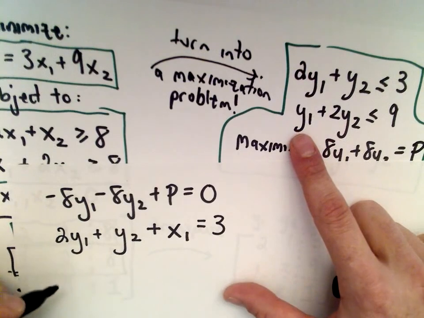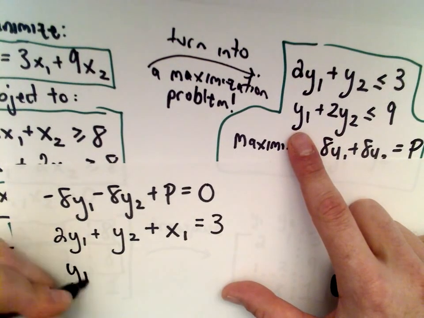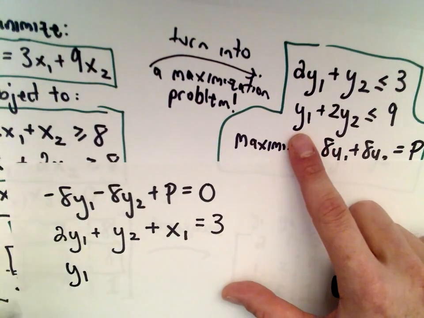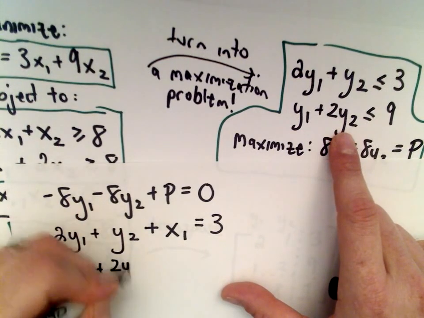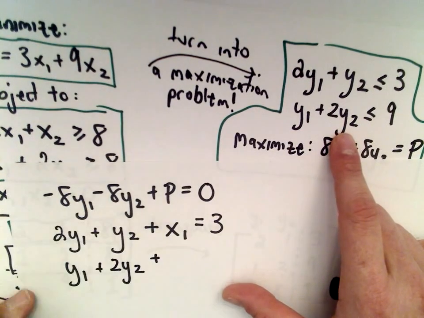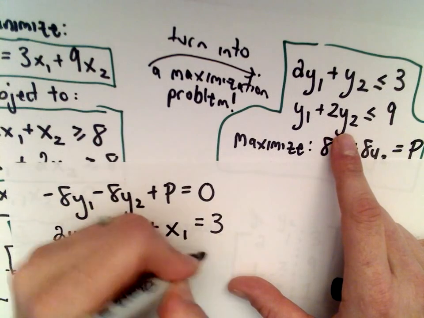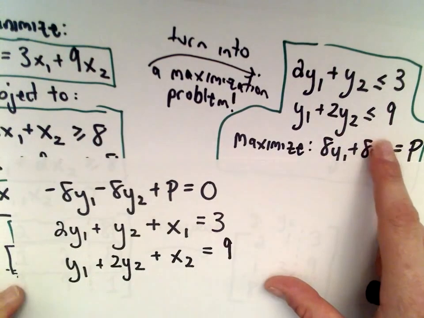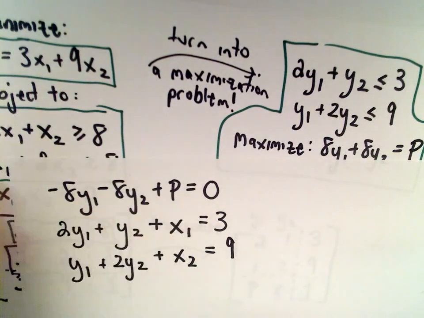I do the same thing with my next equation. I would have 1y sub 1 plus 2y sub 2. Now I need to add a new slack variable. I'm going to call it x sub 2. That would be equal to 9. And again, we've got our equation that we're trying to maximize here.